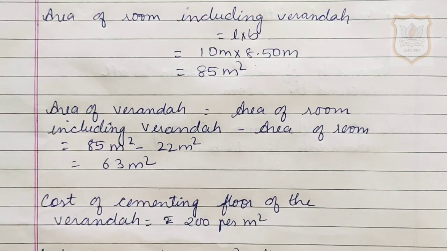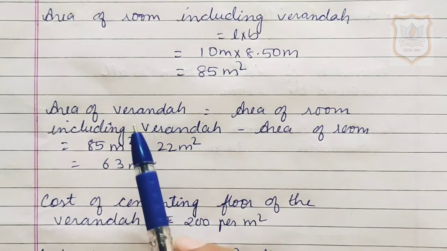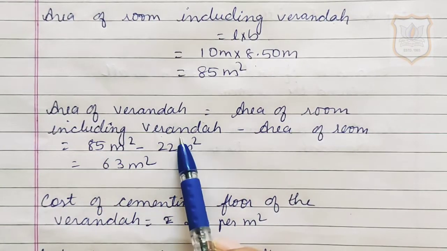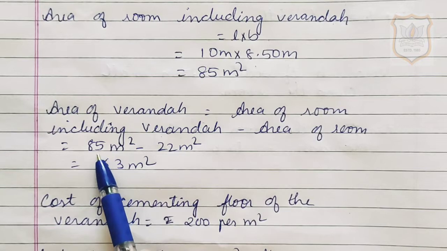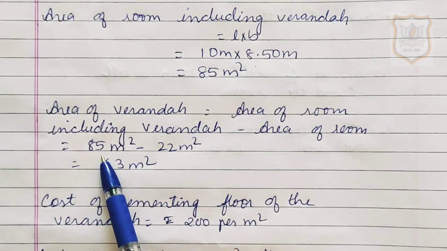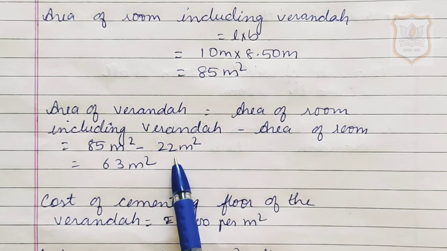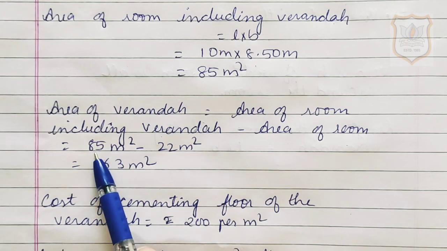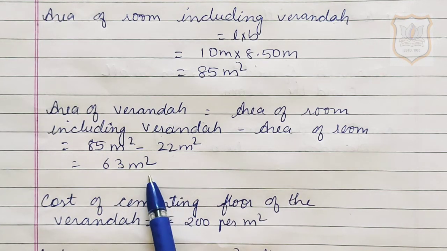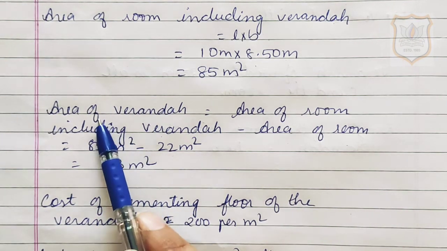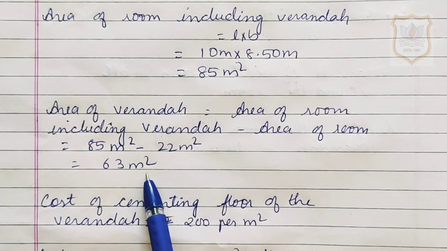Now students, here we have to first find out the area of veranda. Area of veranda equals to area of room including veranda minus area of room. Area of room including veranda was 85 meter square and area of room was 22 meter square. By subtracting 85 and 22 we will get 63 meter square. Therefore area of veranda is 63 meter square.